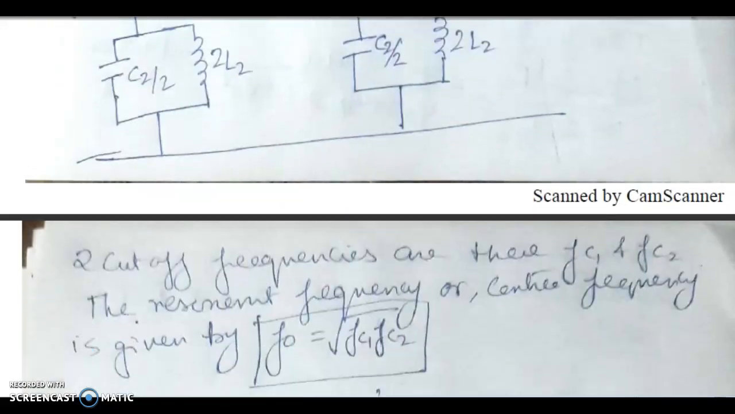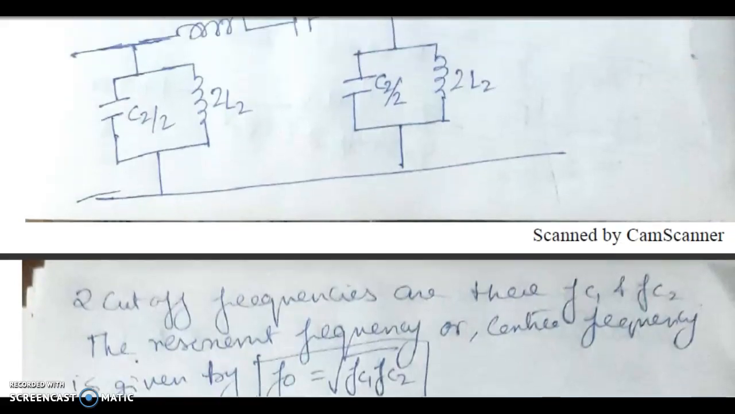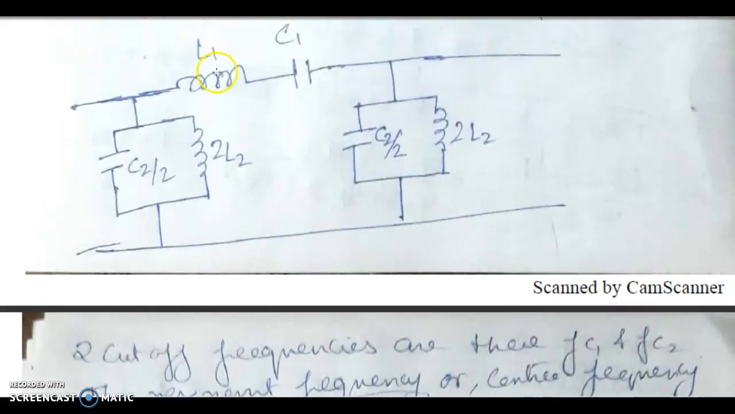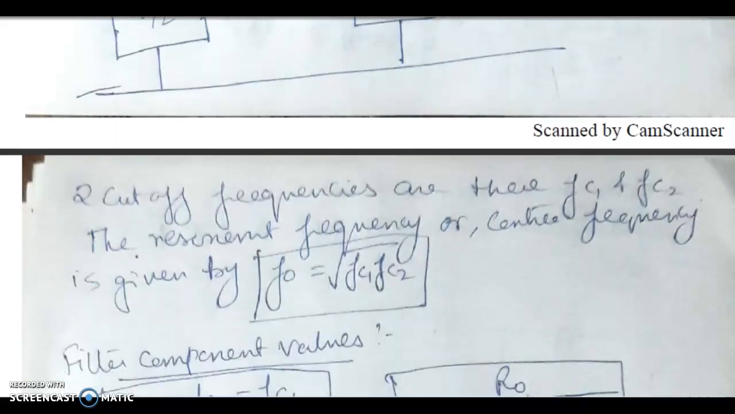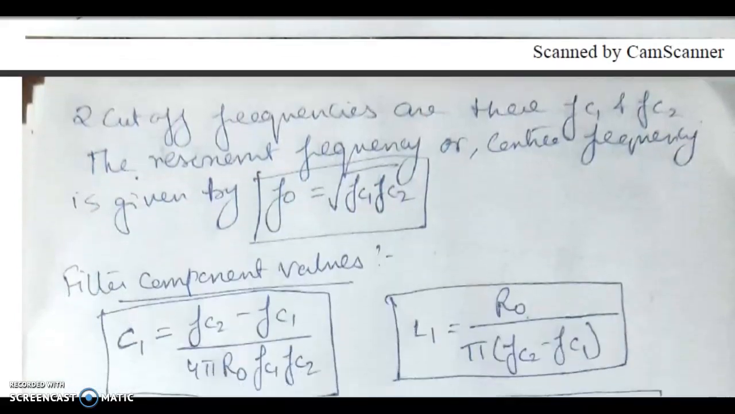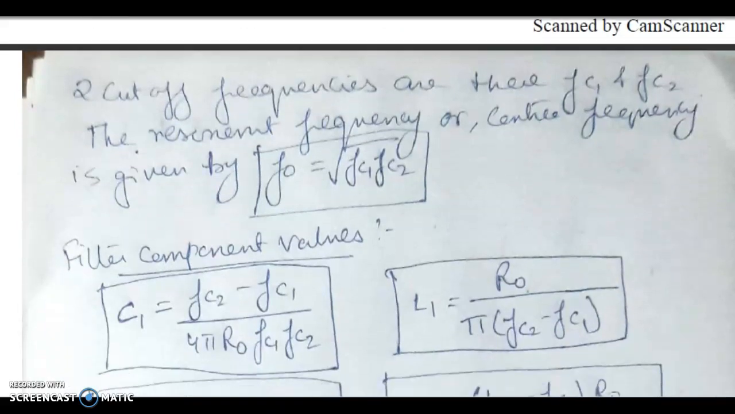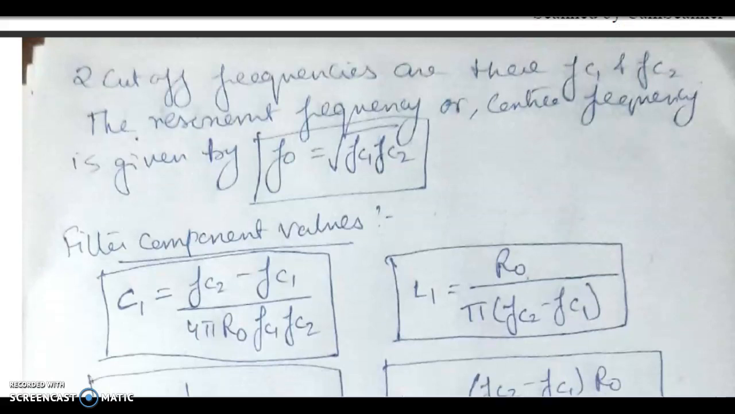Now to design the band pass filter means we have to find out the value of L1, C1, C2 and L2. So to find out these values, as we have done in the case of low pass and high pass filter, we use the value of nominal impedance K and cutoff frequency. The cutoff frequency is given by Z1 plus 4Z2 is equal to 0. From there we can obtain this expression for C1, L1, C2 and L2.